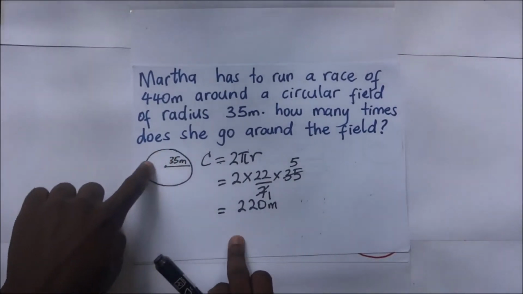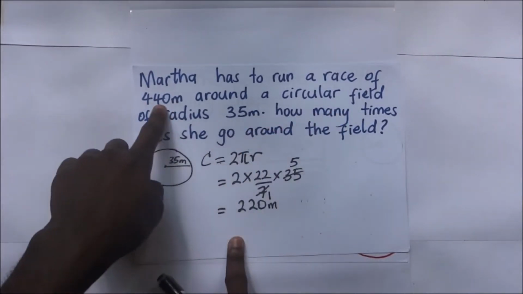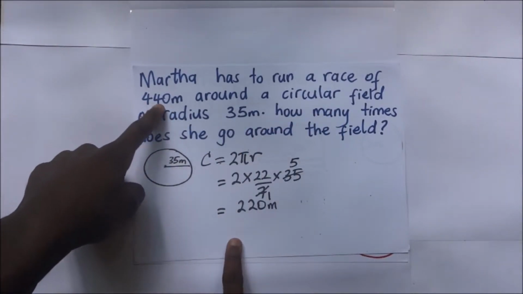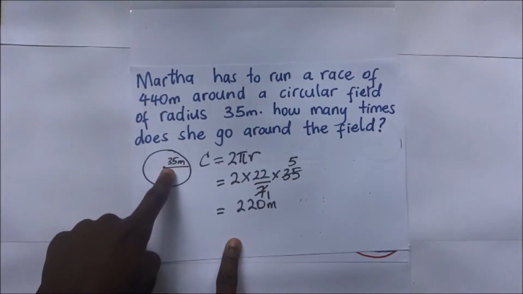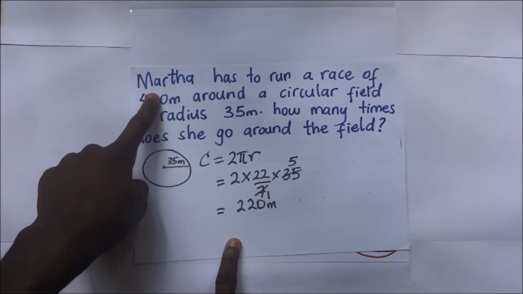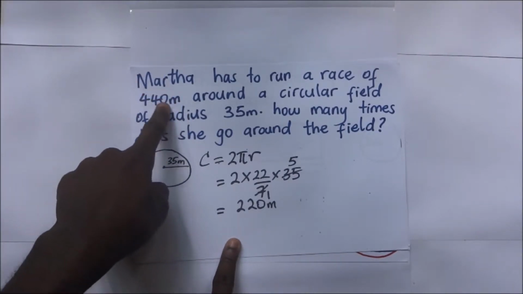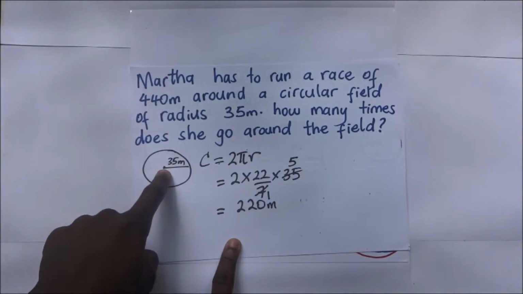The distance around the field is 220 meters, but Martha runs a race of 440 meters. So for us to be able to know how many times she goes around this field, you're going to get the total distance she runs, and divide that by the distance moved around in one field.